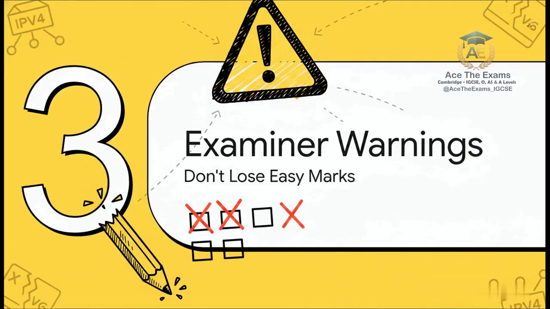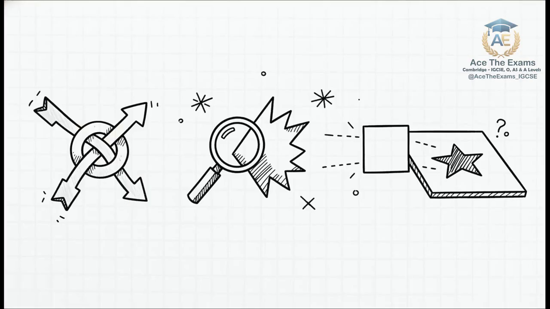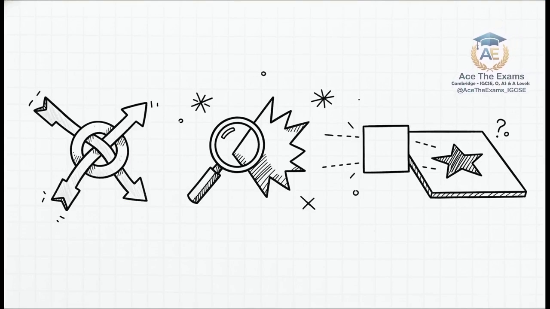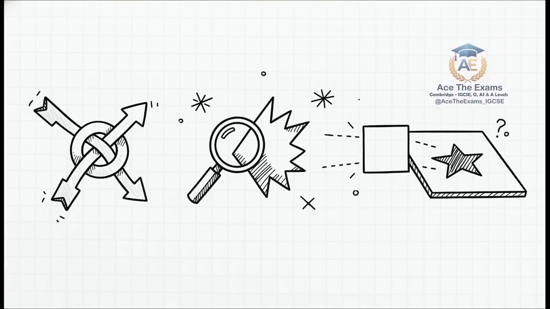Let's step into Round 3, Section 3, Principal Examiner Warnings. Don't lose easy marks. It's one thing to know what to do, but it is equally vital to know exactly what goes wrong for other students. Remember our friends Alex and Sam? Straight from the Cambridge Principal Examiner reports, here are the top 3 ways candidates lose marks on this topic.